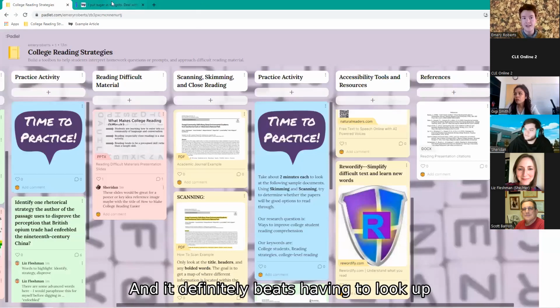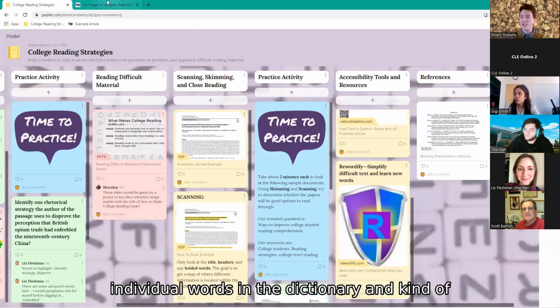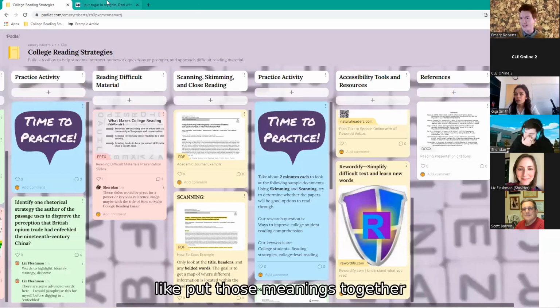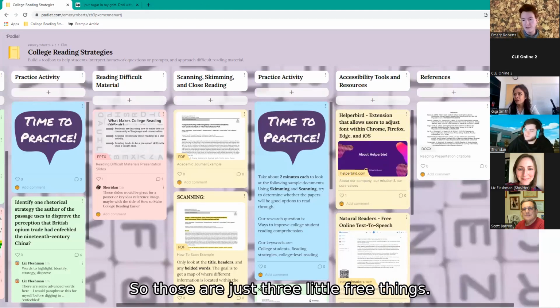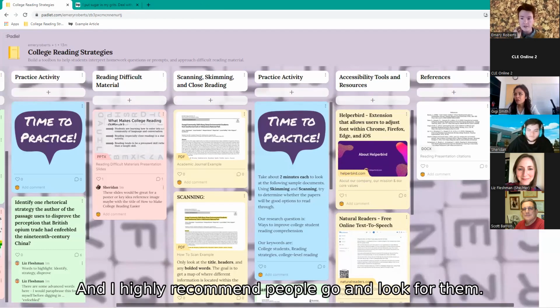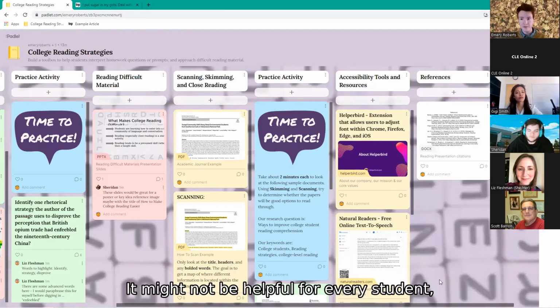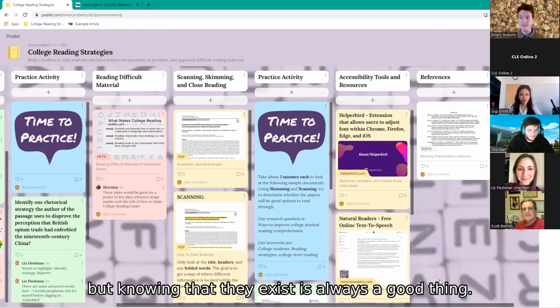And it definitely beats having to look up individual words in the dictionary and put those meanings together yourself and then put it back in the context of a sentence. So those are just 3 little free things. There's lots of tools like that out there, and I highly recommend people go and look for them. It might not be helpful for every student, but knowing that they exist is always a good thing.